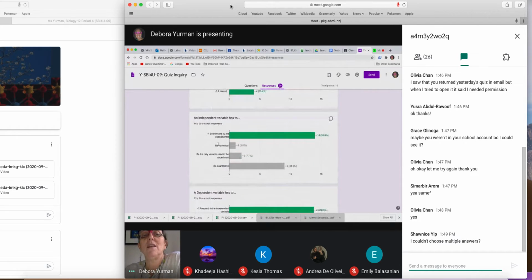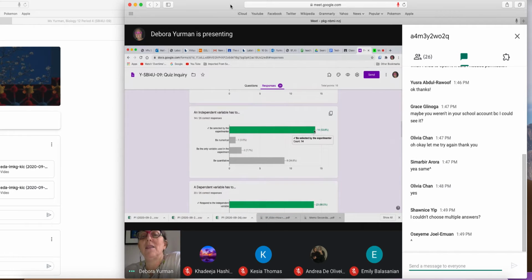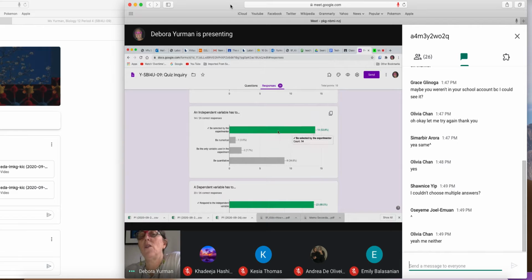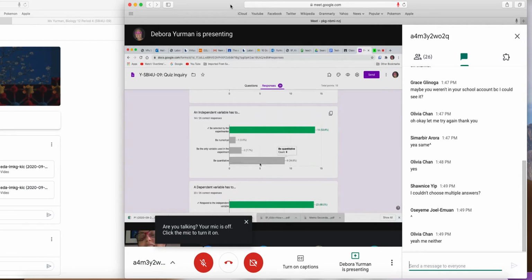Now in these questions, it says an independent variable has to, and most people had this right, be selected by the experimenter. It has to be the one that you chose. But some people put these answers, and that means that there's a bit of confusion. So I'm going to pause for a second and explain this. An independent variable doesn't have to be numerical or quantitative, which is the same term. So it's funny that most people chose this. This means that you can count it.